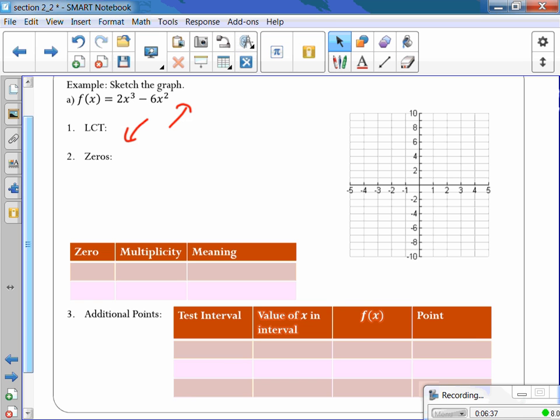So my zeros. Kyle, what do I want to do? Set it equal to 0. All right, let's set it equal to 0. Find that GCF, absolutely. 2x what?